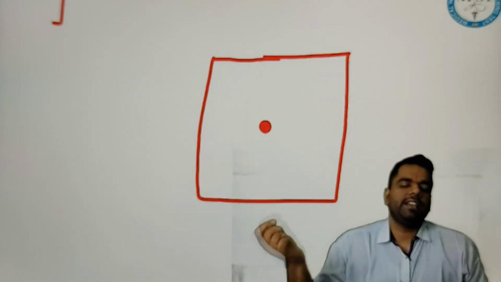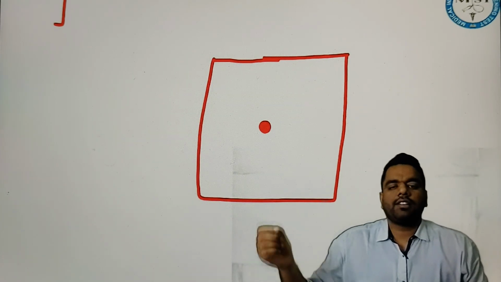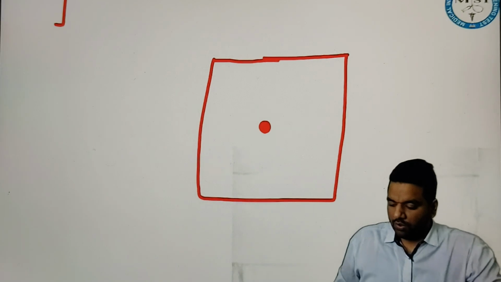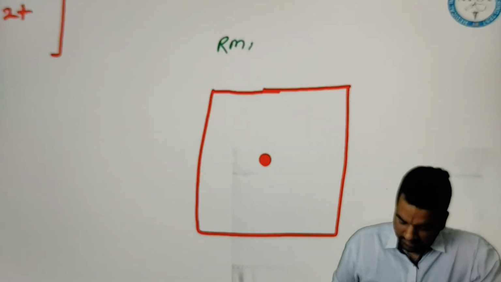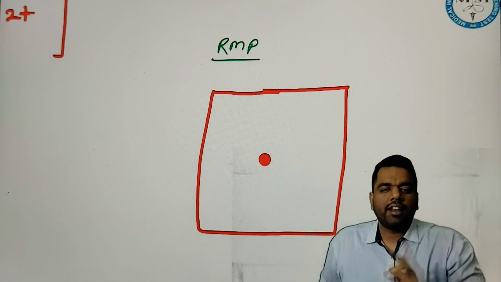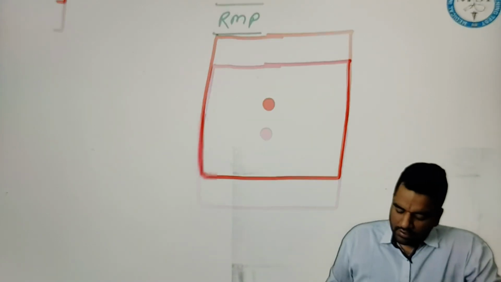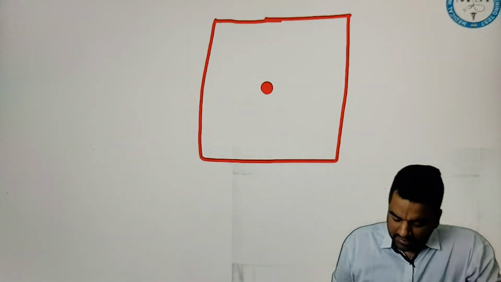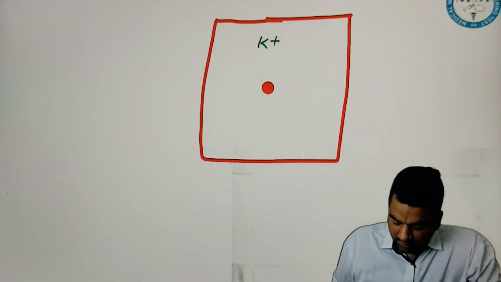So potential means current. And when the cell is at rest, whatever current is there, we call it resting membrane potential. Now you understand this is resting membrane potential. Guys, always remember, during rest, inside the cell it is always negative. Inside the cell, the most positive ion is potassium, and the most negative ion is phosphate.